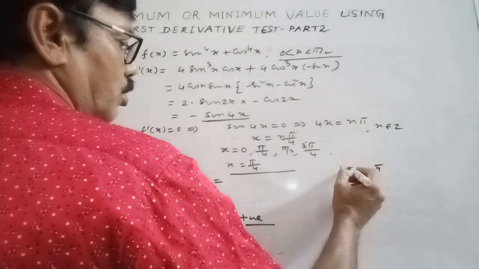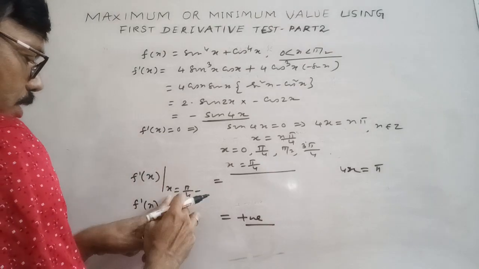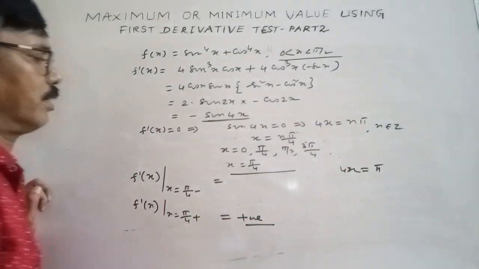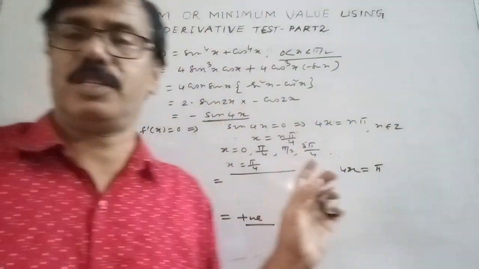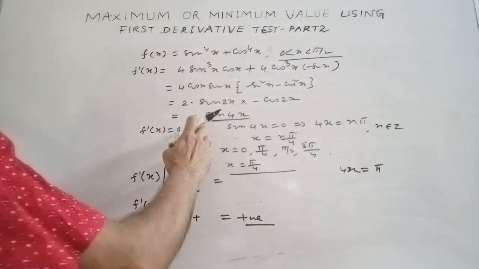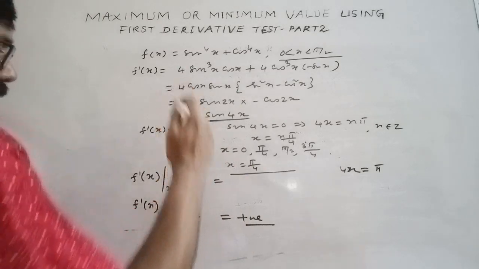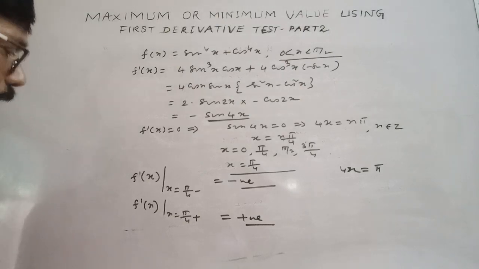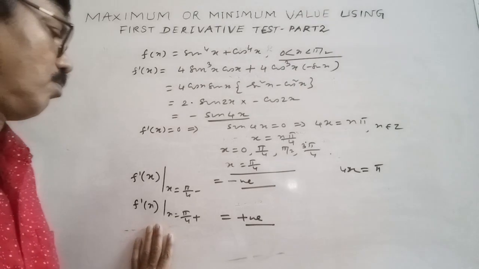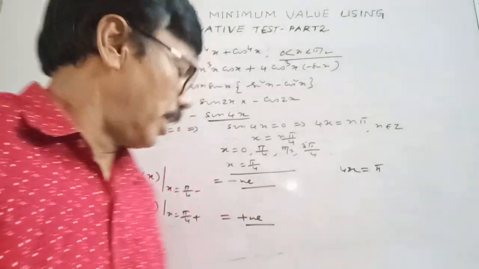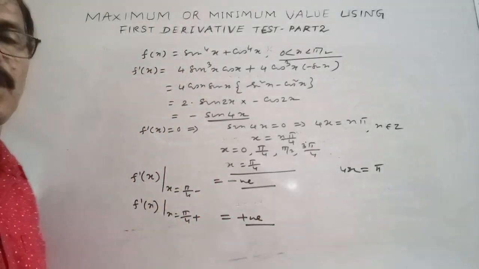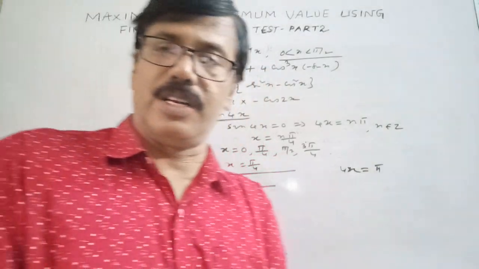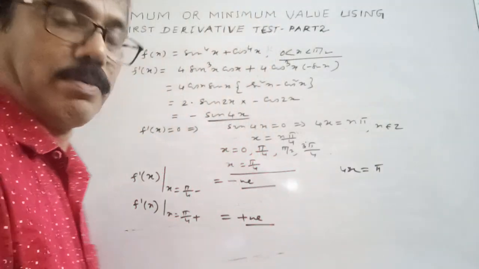And for pi by 4 minus, 4x is slightly less than pi, which is in the second quadrant. Sine 4x is positive, and with the minus sign in front, we get negative. So f dash x changes its sign from negative to positive in the neighborhood of x equals pi by 4. So we can say f(x) has an extreme value at x equals pi by 4.